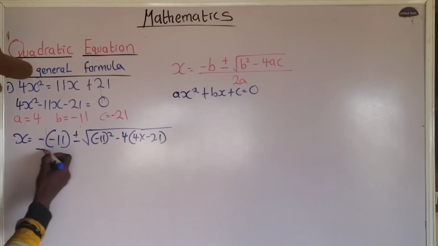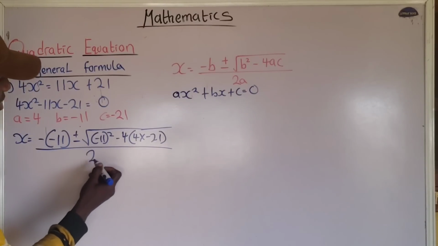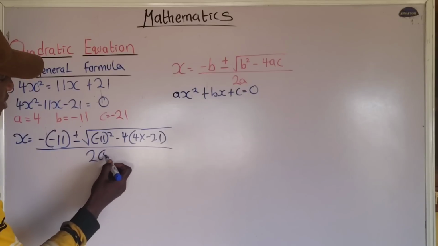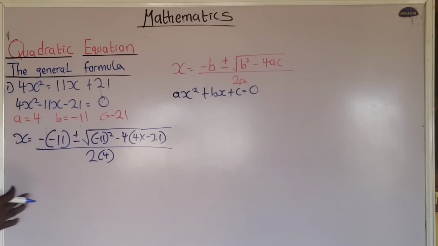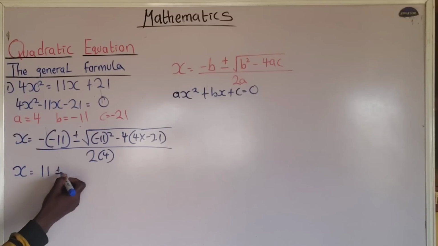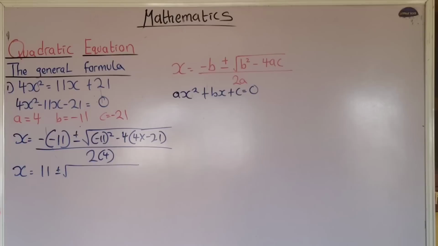Okay, so let's proceed to the denominator. We have 2 multiplied by A. A is 4, so I'm going to have 2 multiplied by 4. Now we are going to simplify this to get the value of x. Here I'm going to have x equals minus 11, that's 11, plus or minus the square root of, now negative 11 squared. Negative 11 squared is what? That is 121, because if you take the product of a negative number and a negative number, you get a positive number, and 11 squared is 121. So here I'm going to have the square root of 121.